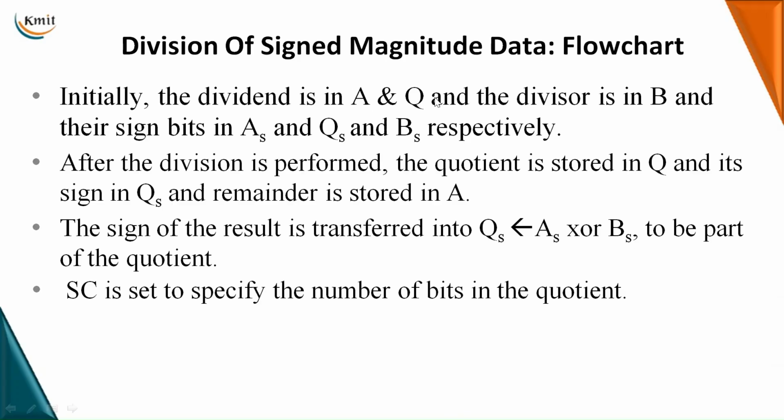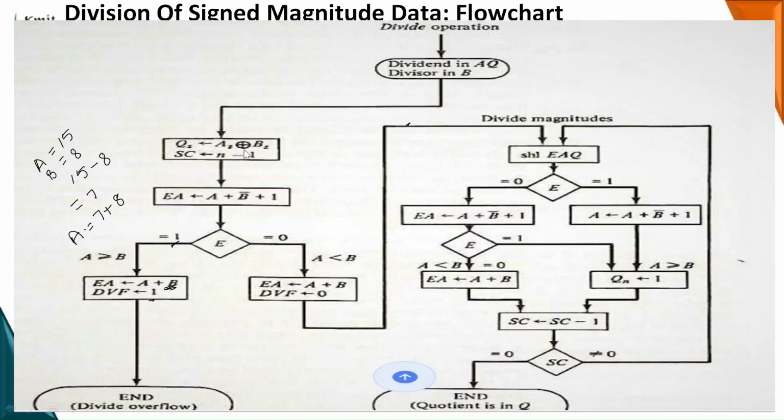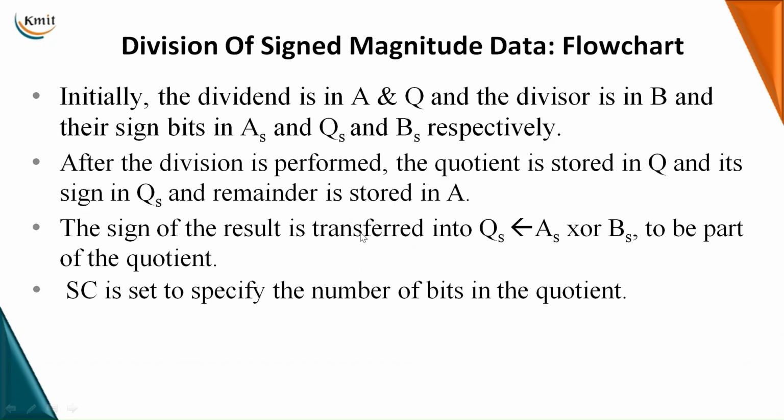Initially, the dividend is in AQ and the divisor is in B, and the sign bits are in AS, QS and BS respectively. After the division operation is performed, the quotient is stored in Q and its sign will be stored in QS, and the remainder will be stored in A. First we are going to find out the sign of your result, which is transferred into QS by using AS XOR BS.